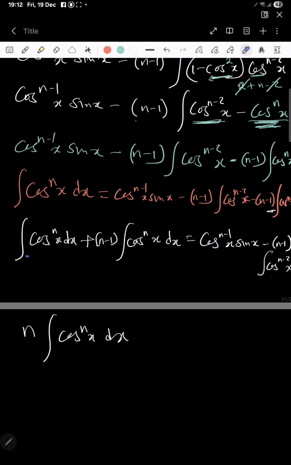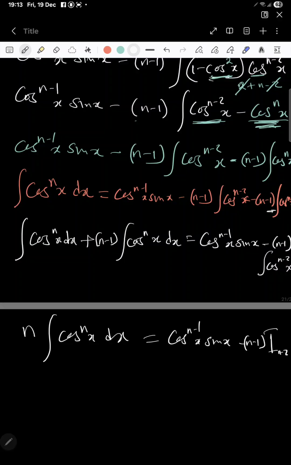So that means that we've added this part and that part. Adding these two, just maintain one of them and add just the coefficients. Here the coefficient is 1, here it's n minus 1. Adding them, you get n. Then this is now equal to cos to the power n minus 1 x sine x minus n minus 1, and this point here where you have the integration of cos to the power n minus 2 can just be written as capital I n minus 2.